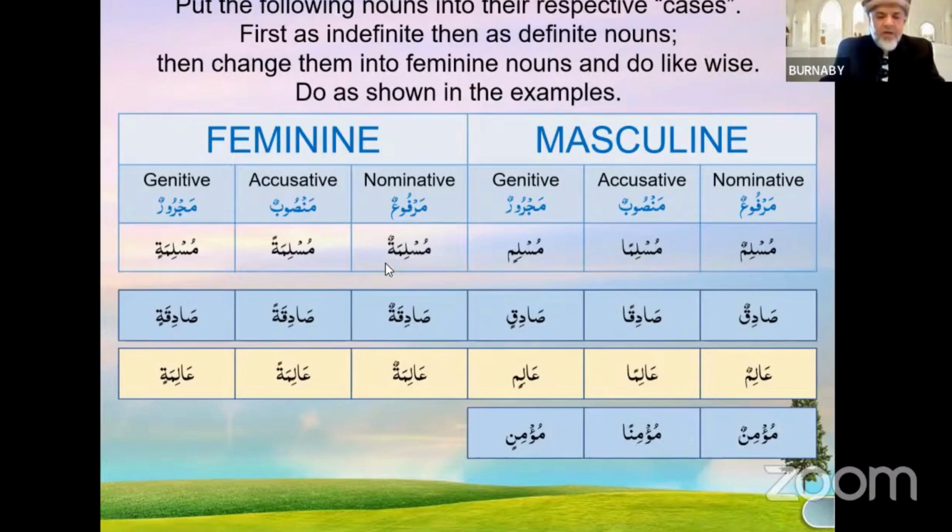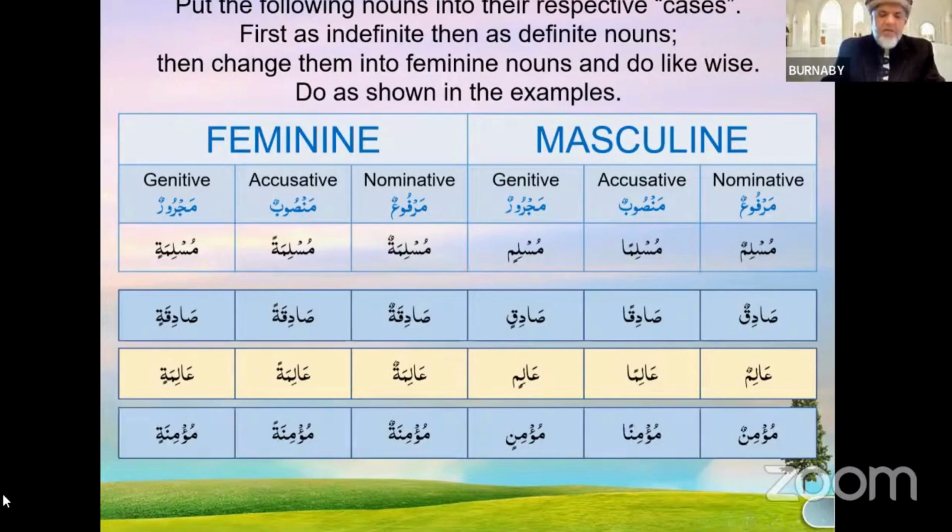Sister, do we have Sister Manal here with us today? Would you like to answer the feminine of Mu'minun? Mu'minatun, right? Okay. Nasab will be Mu'minatan, right? Okay. And then the jar will be? Mu'minatin. Very good job. MashaAllah. Okay. Who else is there?